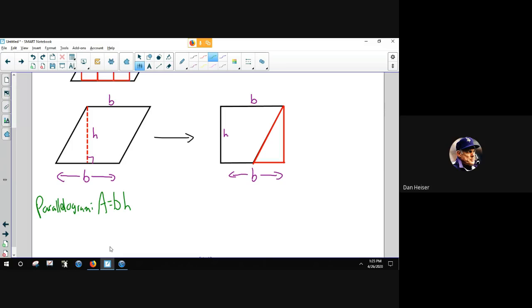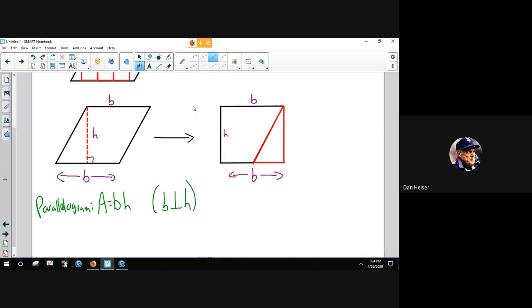Now there is a catch. The base must, absolutely must, be perpendicular to the height. This is not a height, ever. Never, ever. This is not a height. Never, ever. This could be a base if you have a height from here to here that's perpendicular to it.